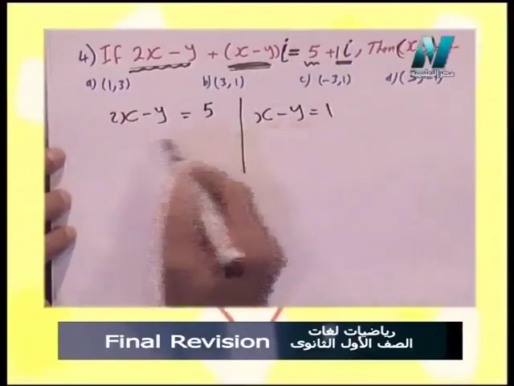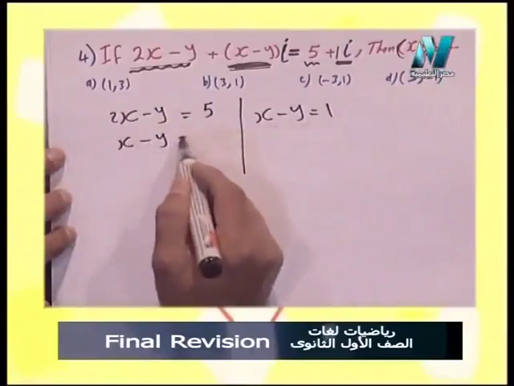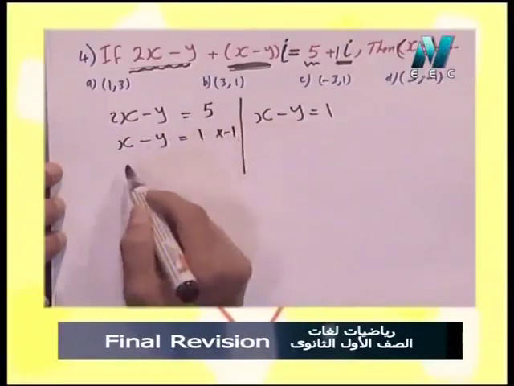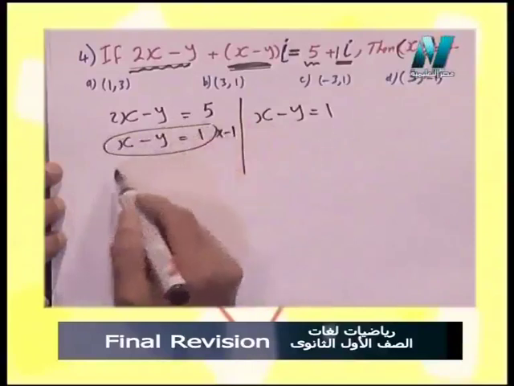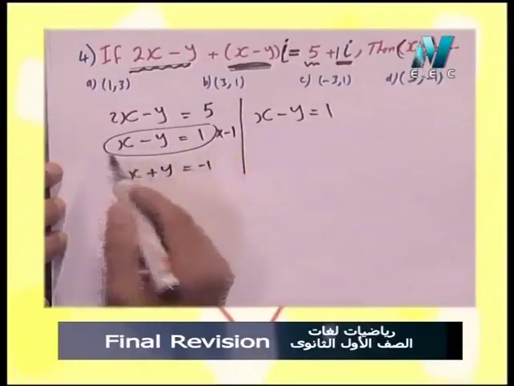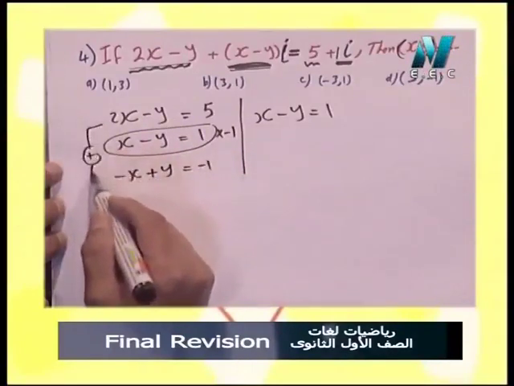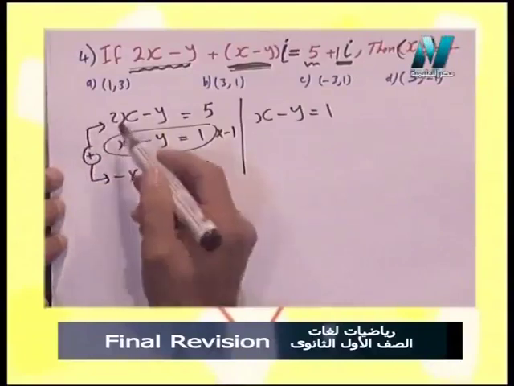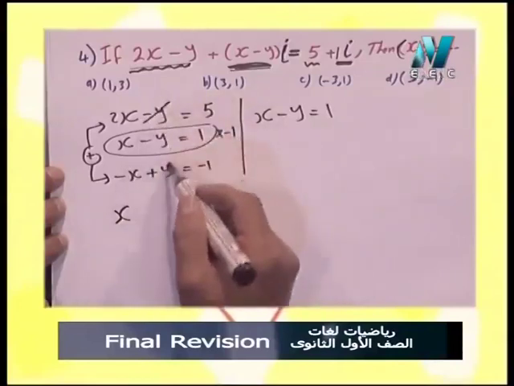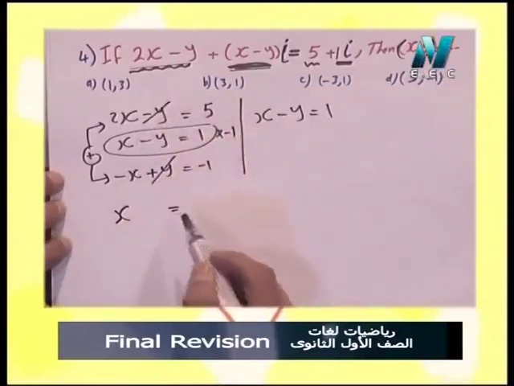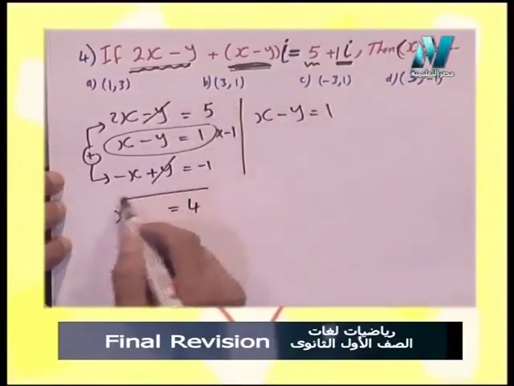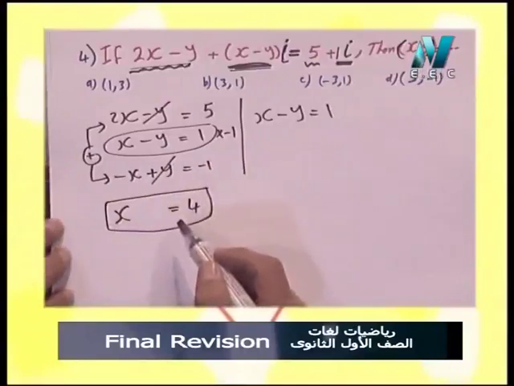By putting the equation x minus y equals 1 under this one and multiplying this equation by negative 1, it will be negative x plus y equals negative 1. Then by adding these two equations, we have here 2x minus x equals x, negative y cancels with y, and the answer will be 5 minus 1 equals 4. So we have x now equals 4.